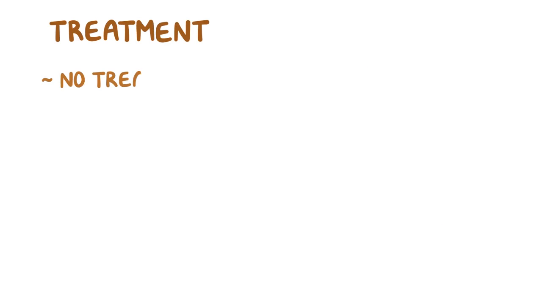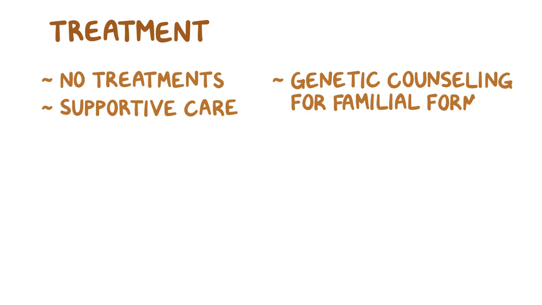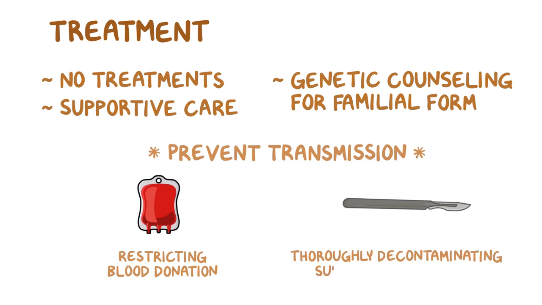There are currently no treatments for prion diseases. Supportive care should be given and genetic counseling should be offered for those with familial forms of the disease. It's best to prevent transmission of the prions by restricting blood donation from those with the disease and thoroughly decontaminating surgical equipment.